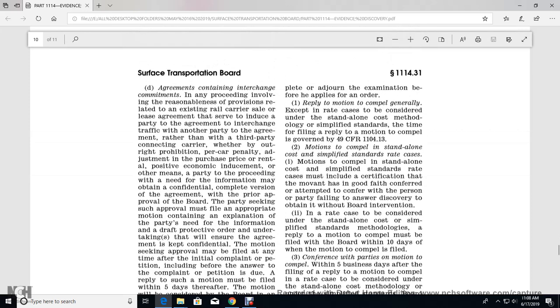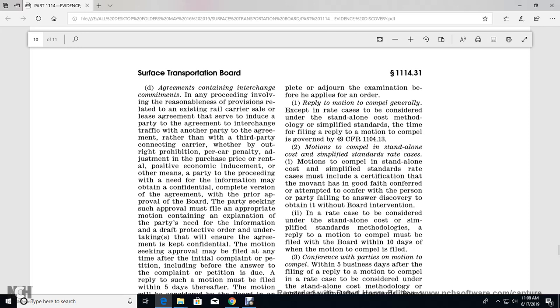Agreements containing the interchange of commitments. In any proceeding involving the reasonable provision of the related existing rail carrier sale or lease agreement, where a party introduces an agreement for the interchange of traffic given to the other party rather than to a third-party connecting carrier, whether through an outright prohibition, per-car penalty, adjustment of the purchase price, relatively rental positive economic increment, or other means, the party with the need for the information may obtain the confidential, complete version of the agreement prior to the approval of the board.